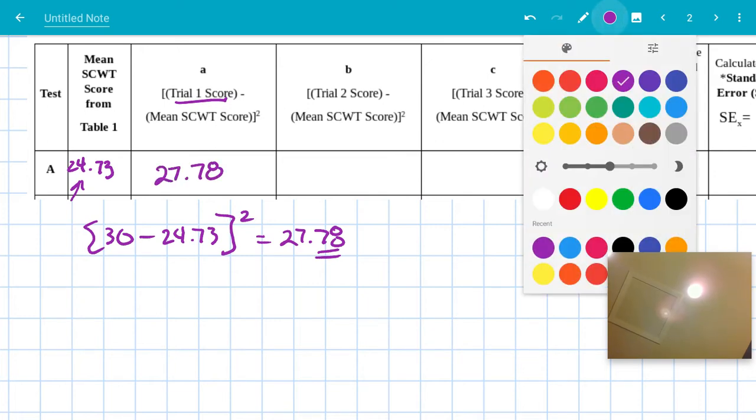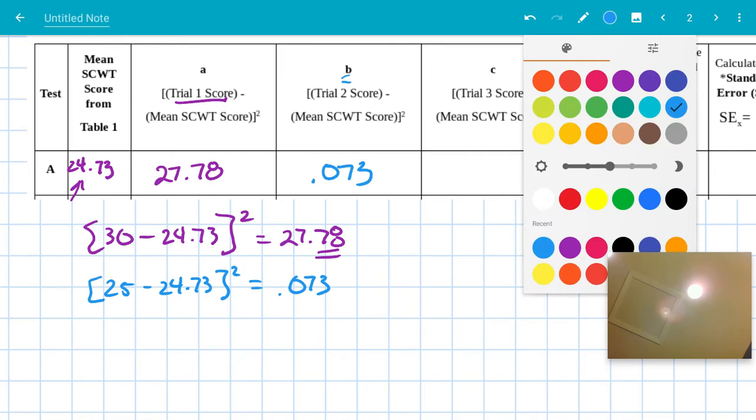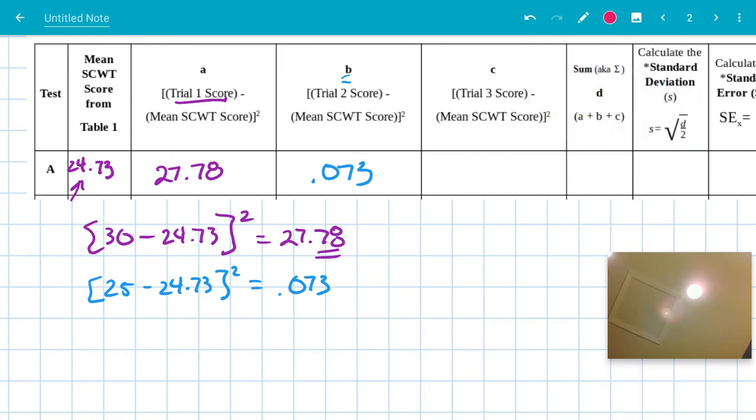How about I switch colors just to help our eyeballs? So now we'll try the next one. For letter B, trial 2 score was 25 minus 24.73, and then I square it. And so my answer for that one is 0.073. And then you can check your work as I'm doing this. You can double check your work against mine to see if you're doing the math correctly.